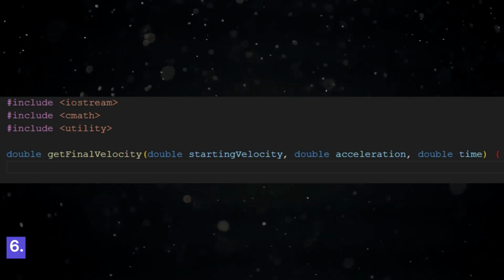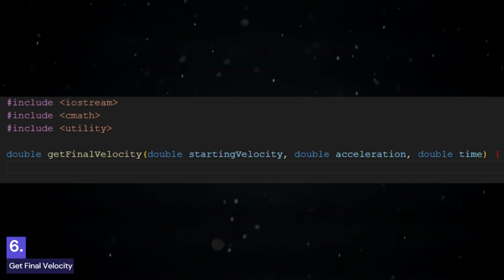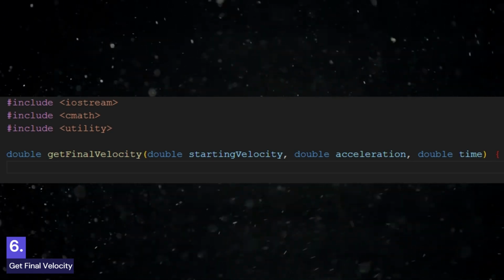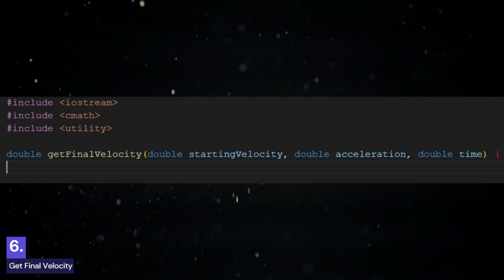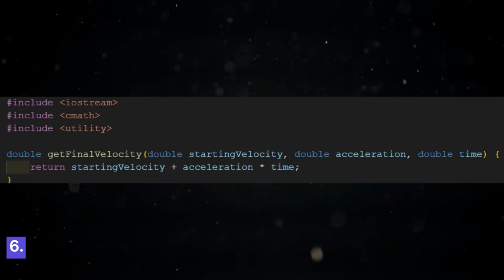The getFinalVelocity function computes the final velocity of an object after a given time, assuming constant acceleration. The formula adds the product of acceleration and time to the initial velocity.